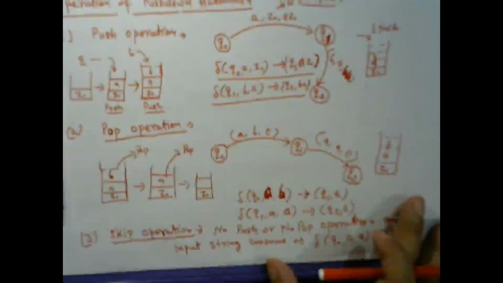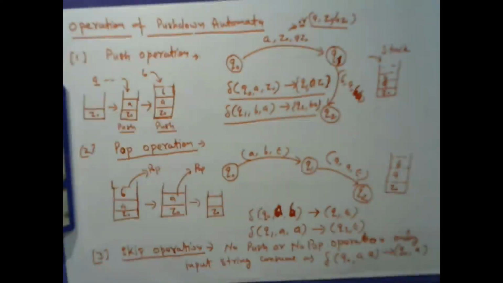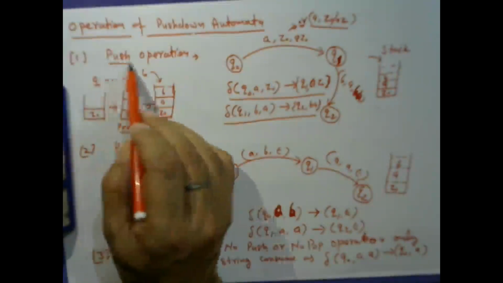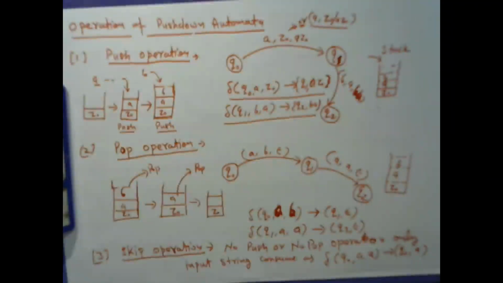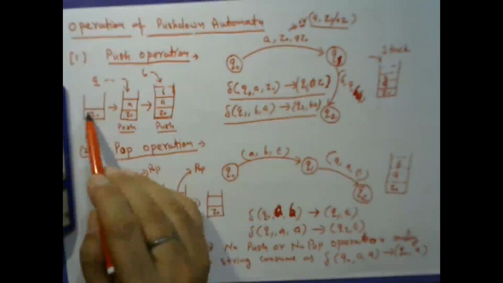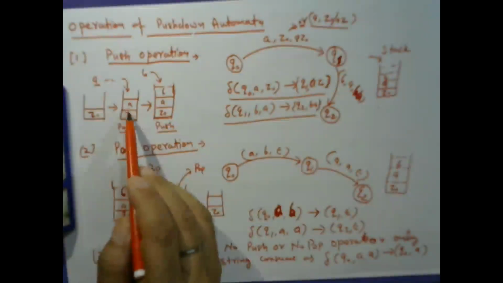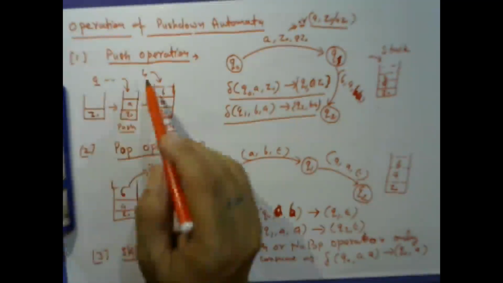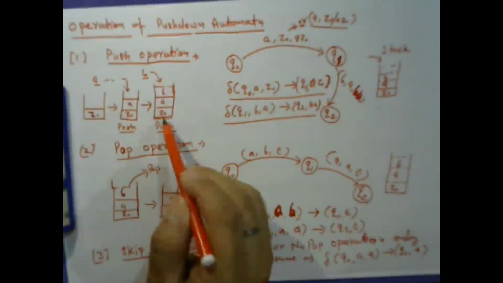There are basically three operations in the PDA. The first is the push operation. How is data pushed inside the stack? Suppose there is an empty stack with Z, and the input alphabet is A. How do you put A inside the stack? And if the input is B, how is B stored inside the stack?